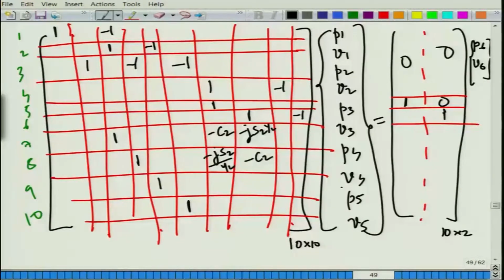Here it will be pretty much the same thing, minus C1, minus JS1 Y1, minus JS1 Y1, and this will be minus C1. Okay. So, we have covered the 10 equations. All the places where I am marking, all these places where I have not written anything in black color, they are all zeros.